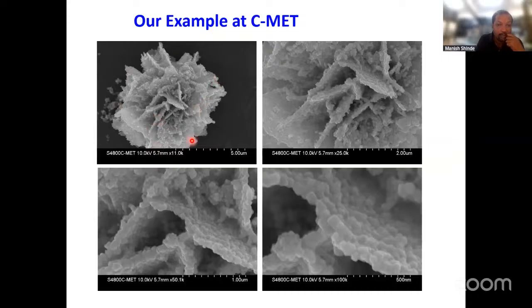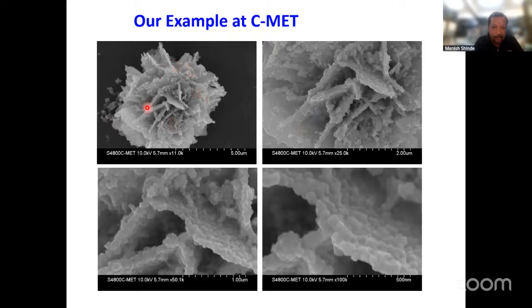So this is a flower-like structure. The length of this flower-like structure from this scale can be around 5 to 7 micron. Okay. Then you will say this is not nano, this is micron size particle. Okay. But you have to do further analysis for that.